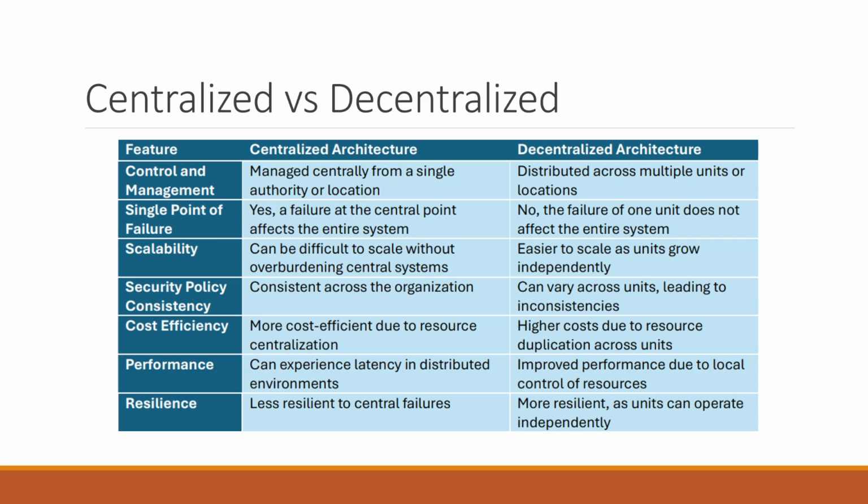Now, cost effectiveness on a centralized is normally more efficient because it's just smaller, versus higher costs when you have duplication across multiple units. Performance on a centralized architecture can be limited, but we normally can improve it on a decentralized architecture because we have local control of the resources. On the resilience side, the decentralized architecture is definitely going to be more resilient because we can operate independently, versus a centralized center. If we lose it, we lose everything.